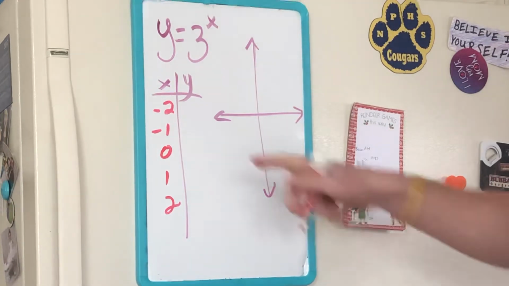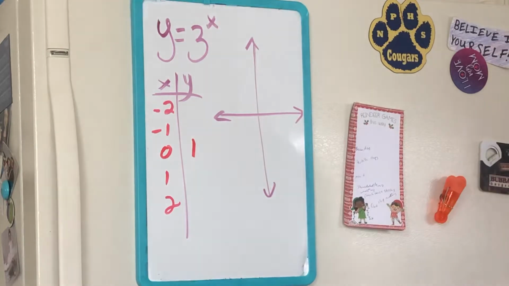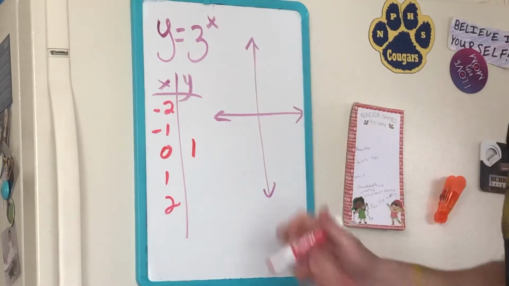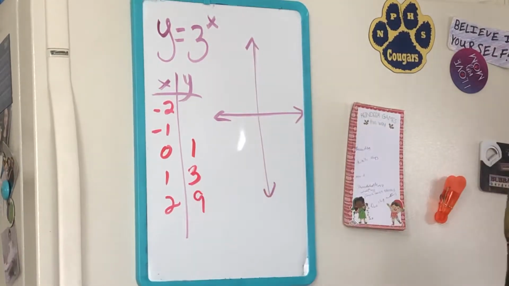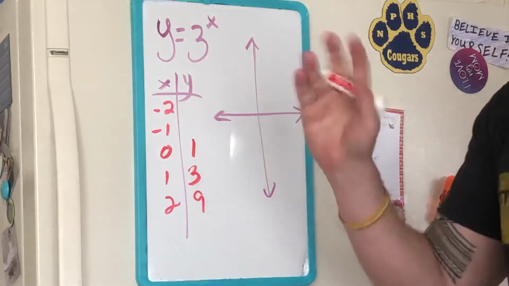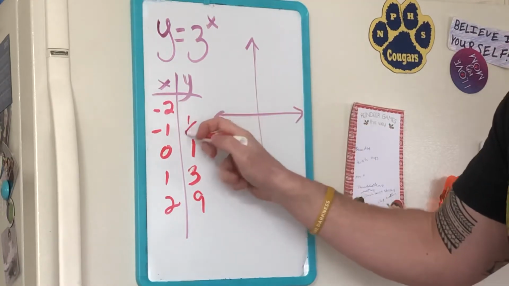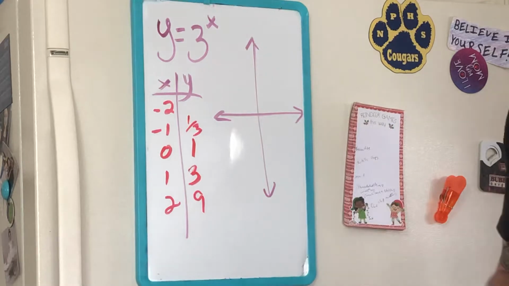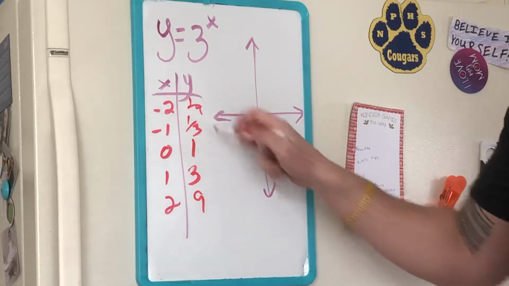So if I do 3 to the 0 power, anything to the 0 power is 1, so that's (0, 1). If I plug in 1, 3 to the first power is 3, 3 to the second power is 9. And when I plug in negative exponents, that's like taking the reciprocal. So 3 to the first power is 3, so the reciprocal of that is 1/3. 3 to the -2: 3 to the second is 9, the reciprocal would be 1/9.